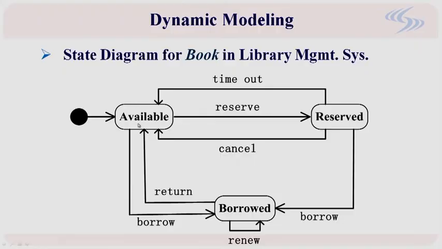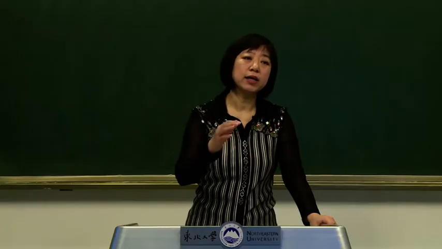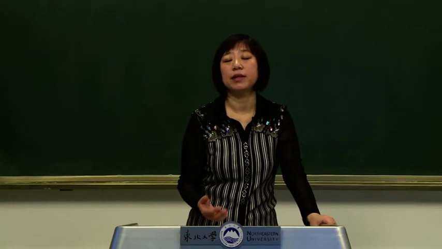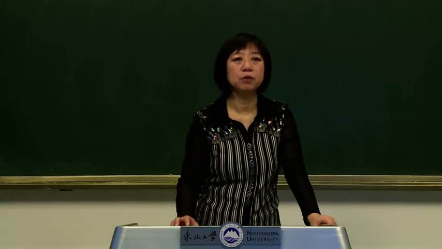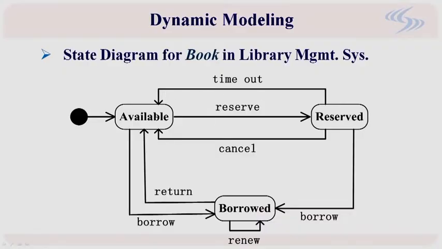Let's say the book can be reserved for 2 days only, but in 2 days, the borrower doesn't borrow the book. Then the reservation will time out, and the book state will change from reserved back to available, and then the reservation will be cancelled. Or maybe the borrower will cancel the reservation by himself. Then the book state changes from reserved to available.